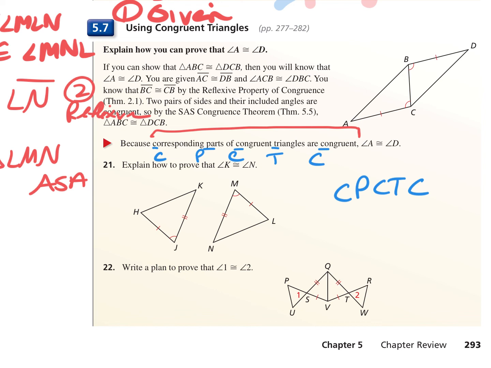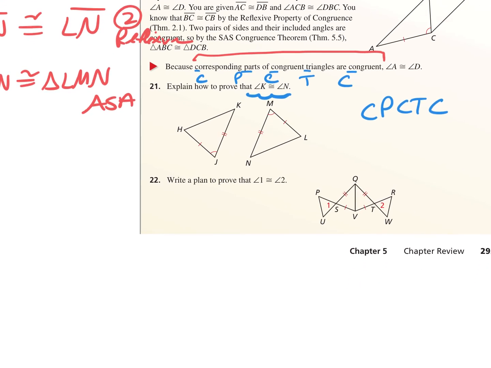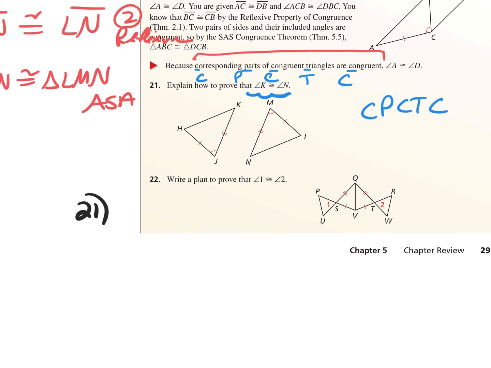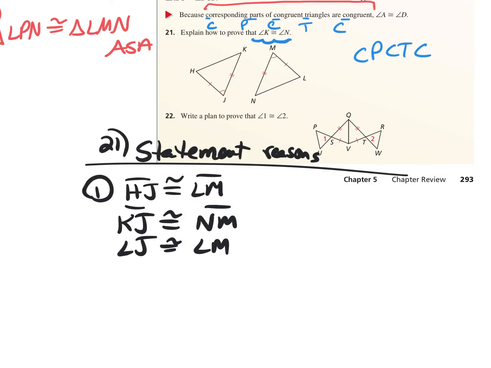So for example, on number 21, in order to show that K is congruent to N, I would have first needed to show that the 2 triangles are congruent. And notice everything was given to me. So if I'm writing a proof for number 21, statements and reasons, I'm going to state all the given, all those congruency marks. This was all my given that I pulled off of the picture. So I was given 2 sides congruent as well as the angle. So notice this is going to be side angle side.